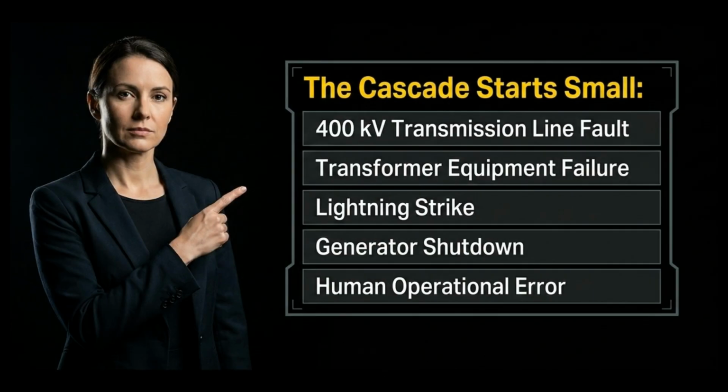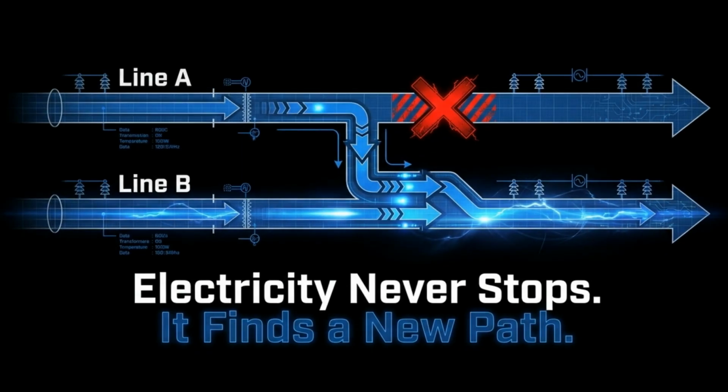A cascade often starts with something small. It could be a transmission line fault, equipment failure, a lightning strike, a generator shutdown, or even human operational error. Electricity never stops moving. It simply finds a new path. When one line fails, the power is redirected to the remaining infrastructure, often pushing it beyond its capacity.